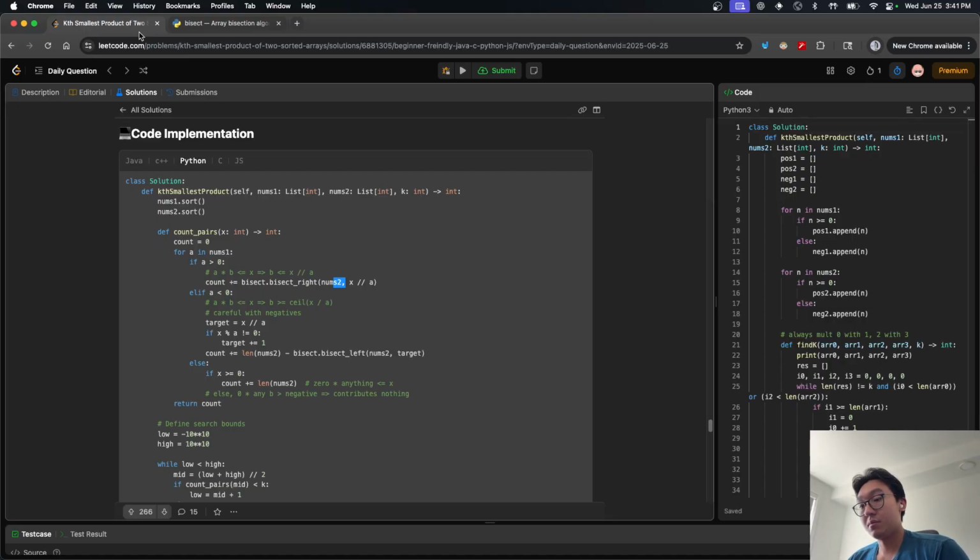So yeah, okay. So when we get to that, that's why we did count plus equals that element, because this is the largest number that will give us a product that is less than or equal to the target. So everything on the left is also going to count to that number. Okay.